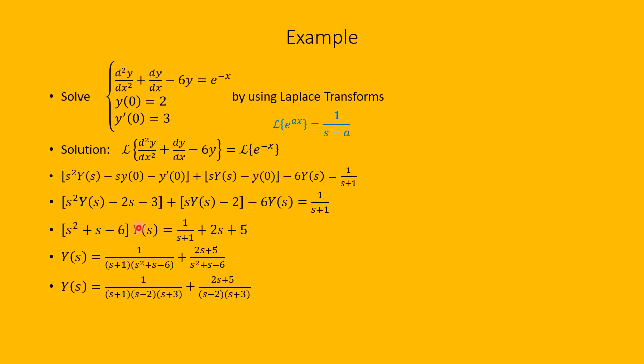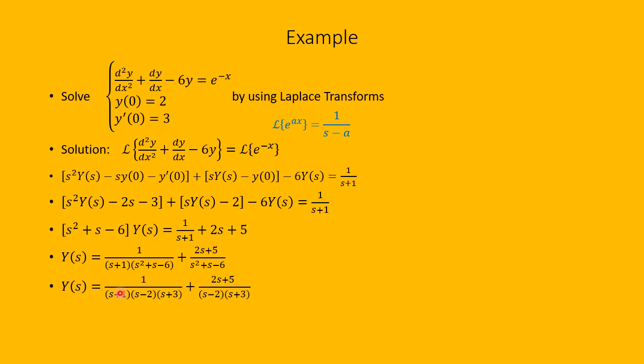So this times Y(s) equals this stuff. To solve for Y(s), let's just divide both sides of the equation by this factor, s² + s − 6. So Y(s) is 1/((s+1)(s² + s − 6)). That's the first fraction. And then the second fraction is (2s + 5)/(s² + s − 6). Now, s² + s − 6 factors into (s − 2)(s + 3), which is what we have here.